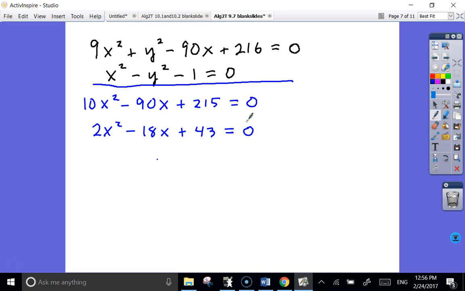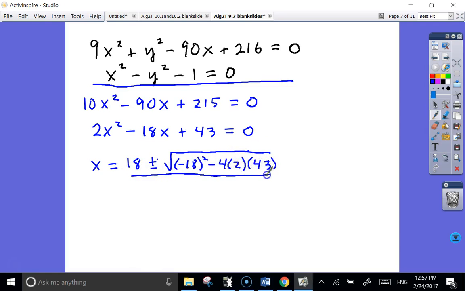Okay, is that factorable? Meaning, are there factors of 86 that add up to negative 18? Off the top of my head, I don't know. So what else could I do? Solving quadratic equations when factoring isn't going to work: quadratic formula, right? Use the quadratic formula. So let's see what happens if I do that. I'm going to get x equals negative 18, which is 18, plus or minus the square root of negative 18 squared minus 4 times 2 times 43, all over 2 times 2.